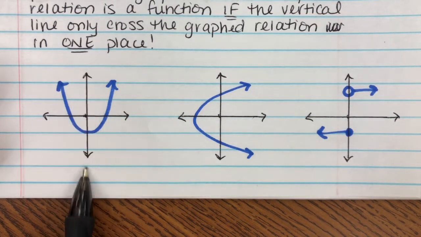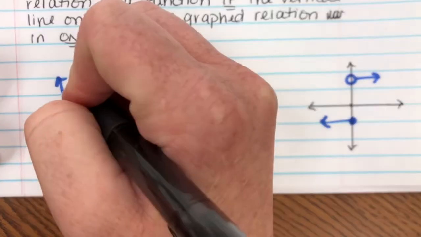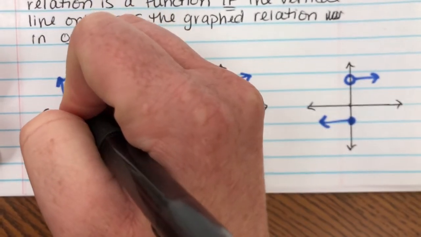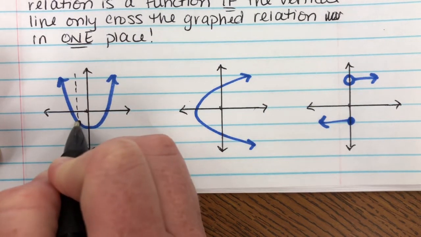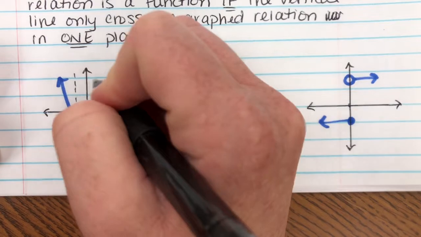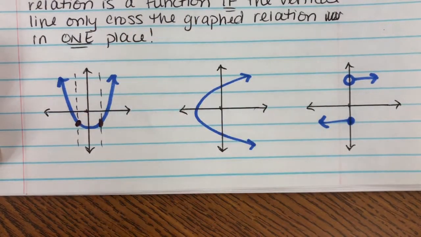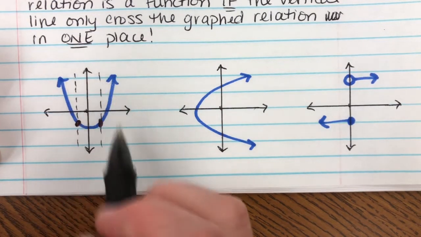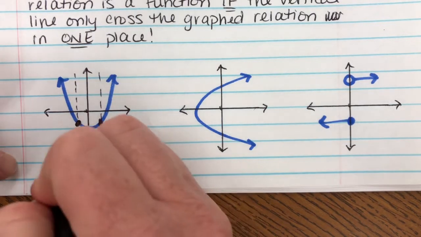For this graph right here, I can draw a vertical line. I'll just draw here. I'll draw a dotted line. Any vertical line through any place on my graph. This vertical line only touches my blue graph in one spot, right? I could draw one over here. It only touches that blue, the graph of my relation, in one spot. So because the vertical lines all touch my graph in one spot, this is a function.